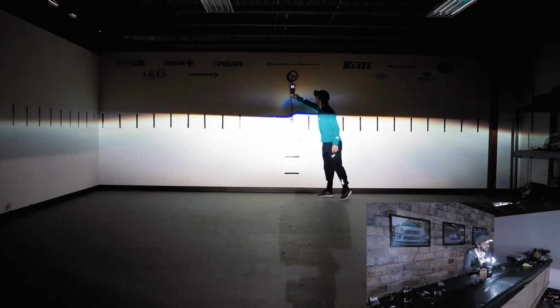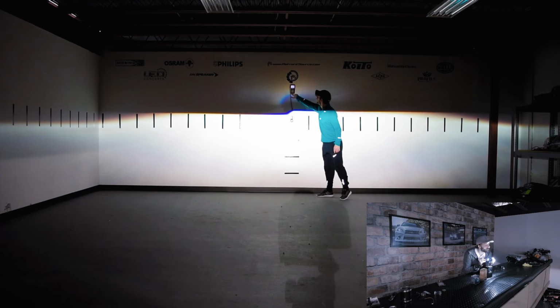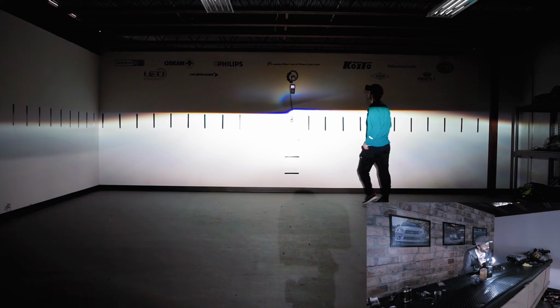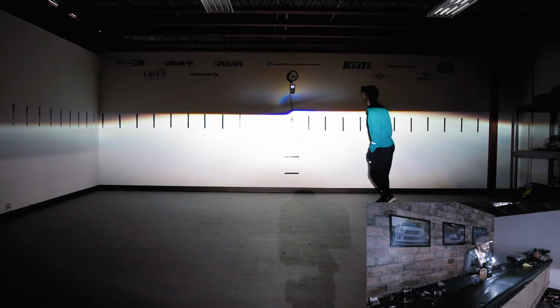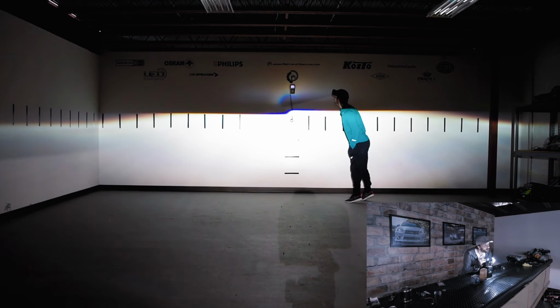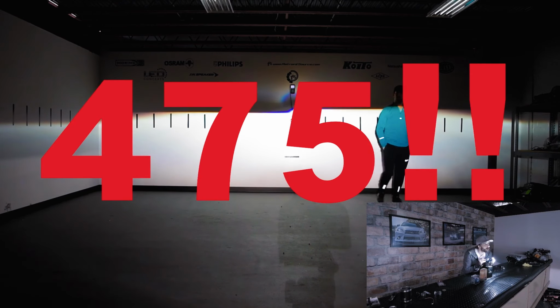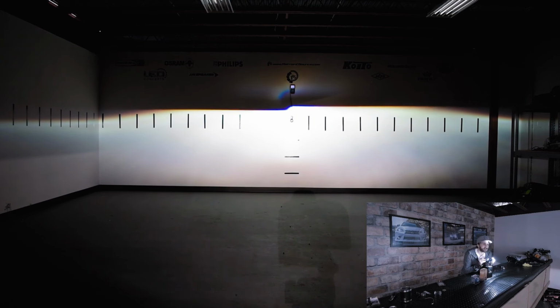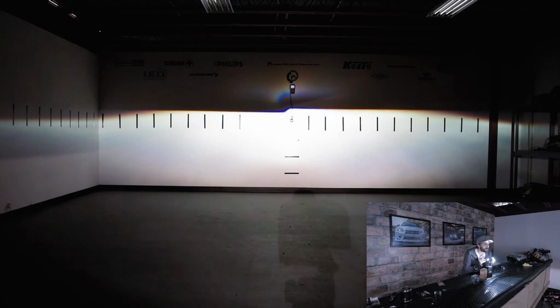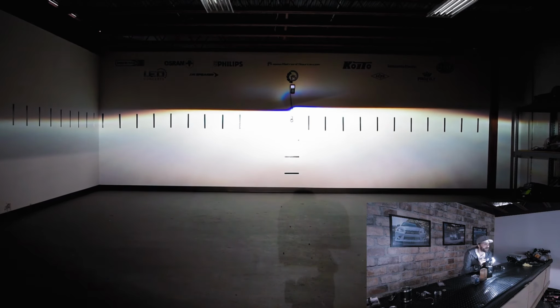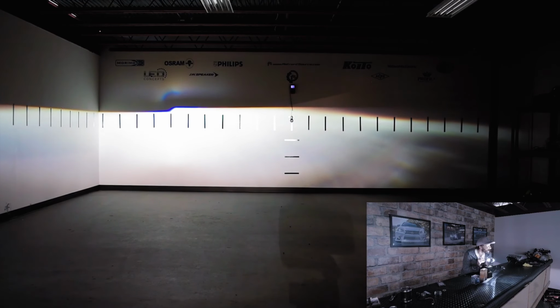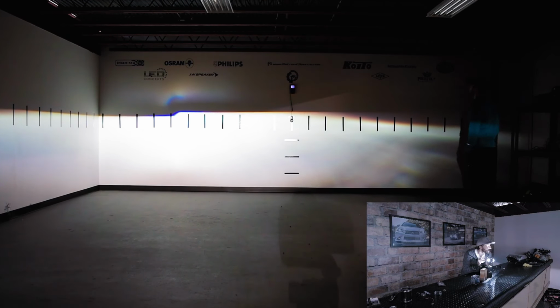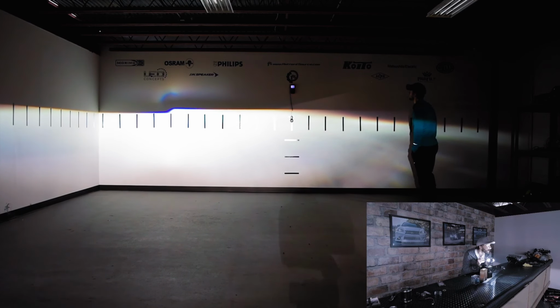Put this down here. Okay, 475. So with halogen we were at 67, and then we went to 98, and now we're at 475. That's ridiculous. Okay, so let's see here. We'll go ahead and move this over. There's our Osram logo. We'll go ahead and put the step right under that, and we'll take our side measurement.